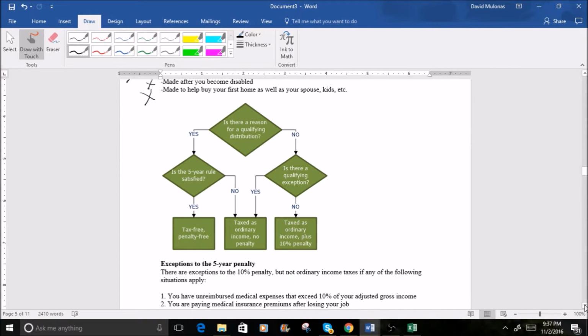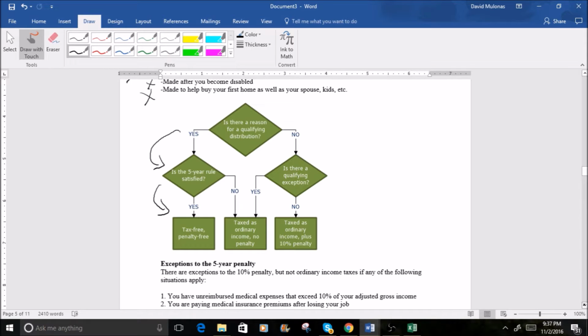So let's look at the graph that the squad has put in here so we can just do a really quick understanding. Okay, so right off the bat, is there a reason for a qualified distribution? Now, the answer is yes. Is the 5-year rule satisfied? So above we said yes it was, and that means you can take out money tax-free, penalty-free.